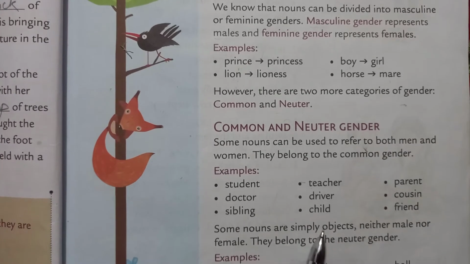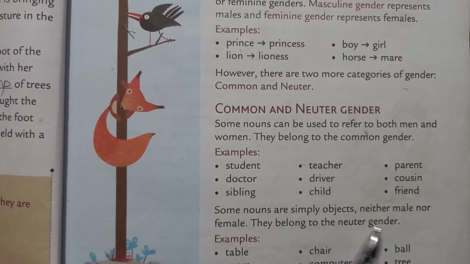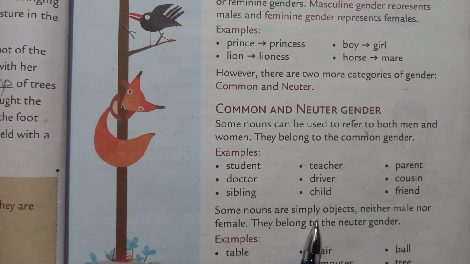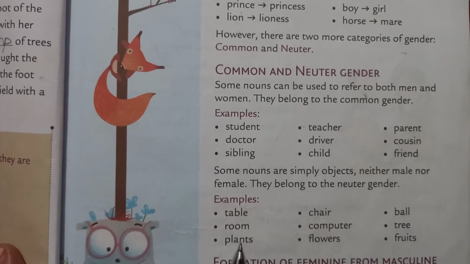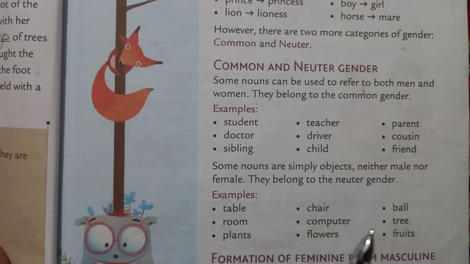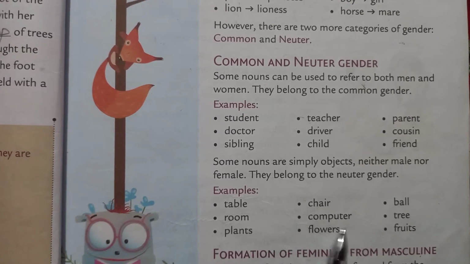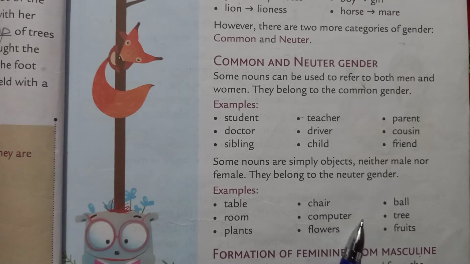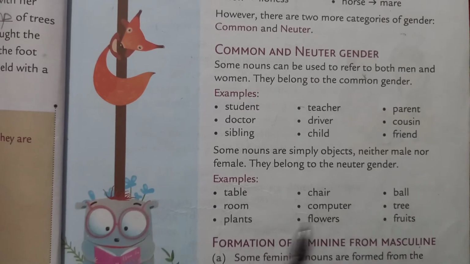Some nouns are simply objects, neither male nor female. They belong to the neuter gender. So neuter gender means nouns that are simply objects, neither male nor female. For example, table, chair, ball, room, computer, tree, plants, flowers, fruits. These are neuter gender. Why? Because they are neither male nor female. So they belong to the neuter gender.